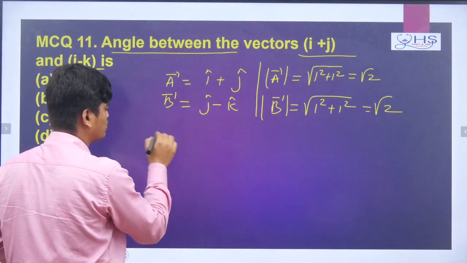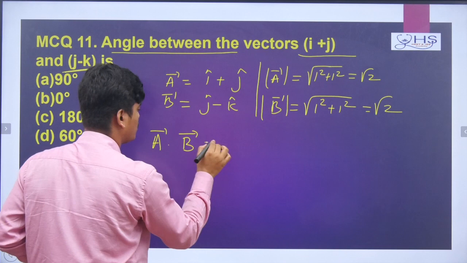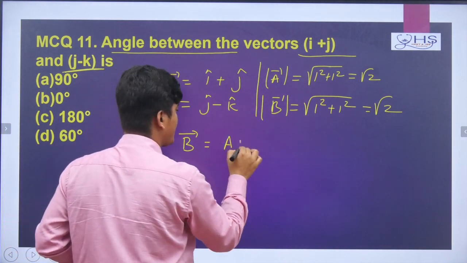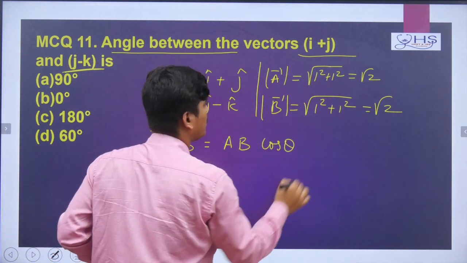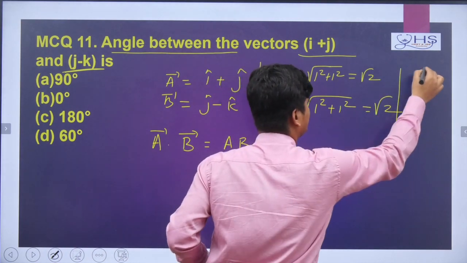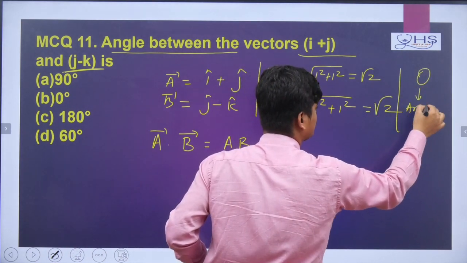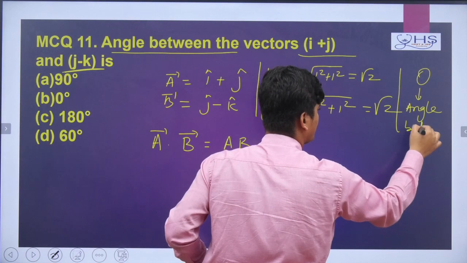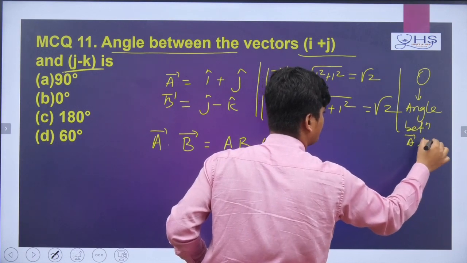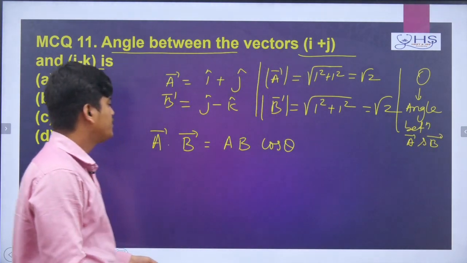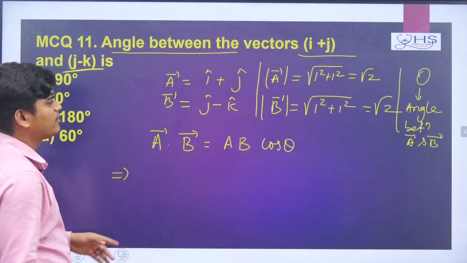So after that you do A dot B. So A dot B is how much? That is AB cos theta, where theta is the angle between the A vector and the B vector. Now here, calculate A dot B. What is A dot B?